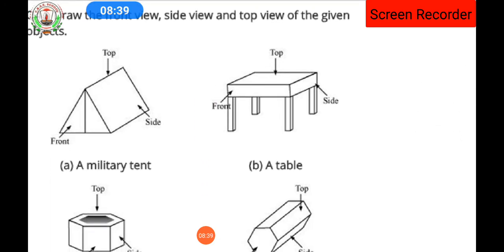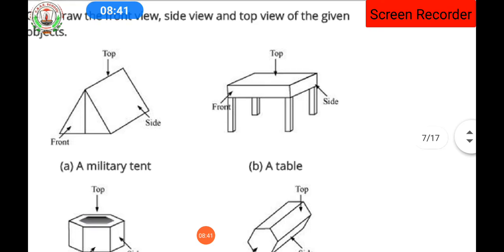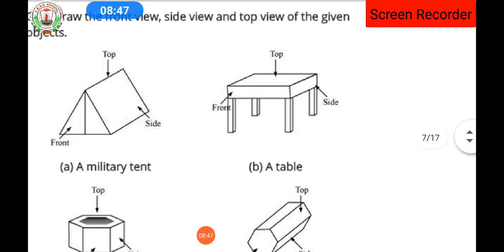Next question we are having the question number 4, that is draw the front view, side view and top view of the given object. So this question also you have to do in your book itself. A military tent is given, so it's a military tent, top view is drawn, side view is seen and front view you can see. So according to that you have to draw it. क्वेश्चन नंबर 2 और 3 में क्या था, ऑलरेडी उसका टॉप व्यू, फ्रंट व्यू और साइड व्यू ड्रॉ किया गया था, आपको मैच करना था.